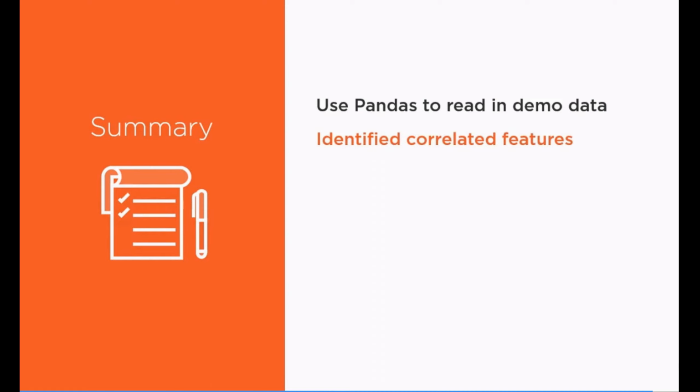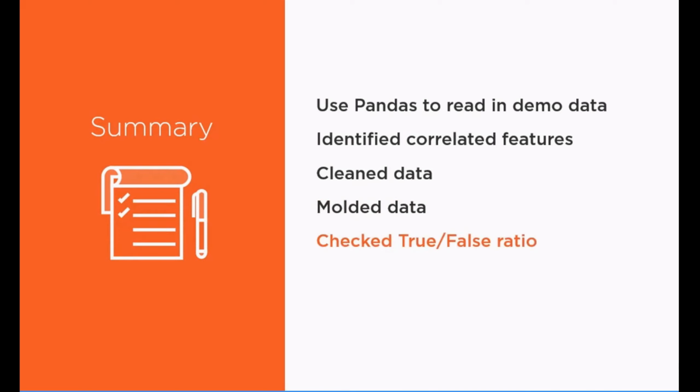Let's summarize how we prepared our data. First, we loaded the diabetes data from our CSV file into a Pandas data frame. We used a function to visually identify correlated features. From there, we cleaned the data by removing the extraneous column of the correlated features. Then we molded the data by changing the data types of columns into what we needed. We also verified that we had enough true and false values to use the data for prediction. And along the way, we discussed data rules that guided our work. Join me in the next module, where we'll select the algorithm that we will train with our data.